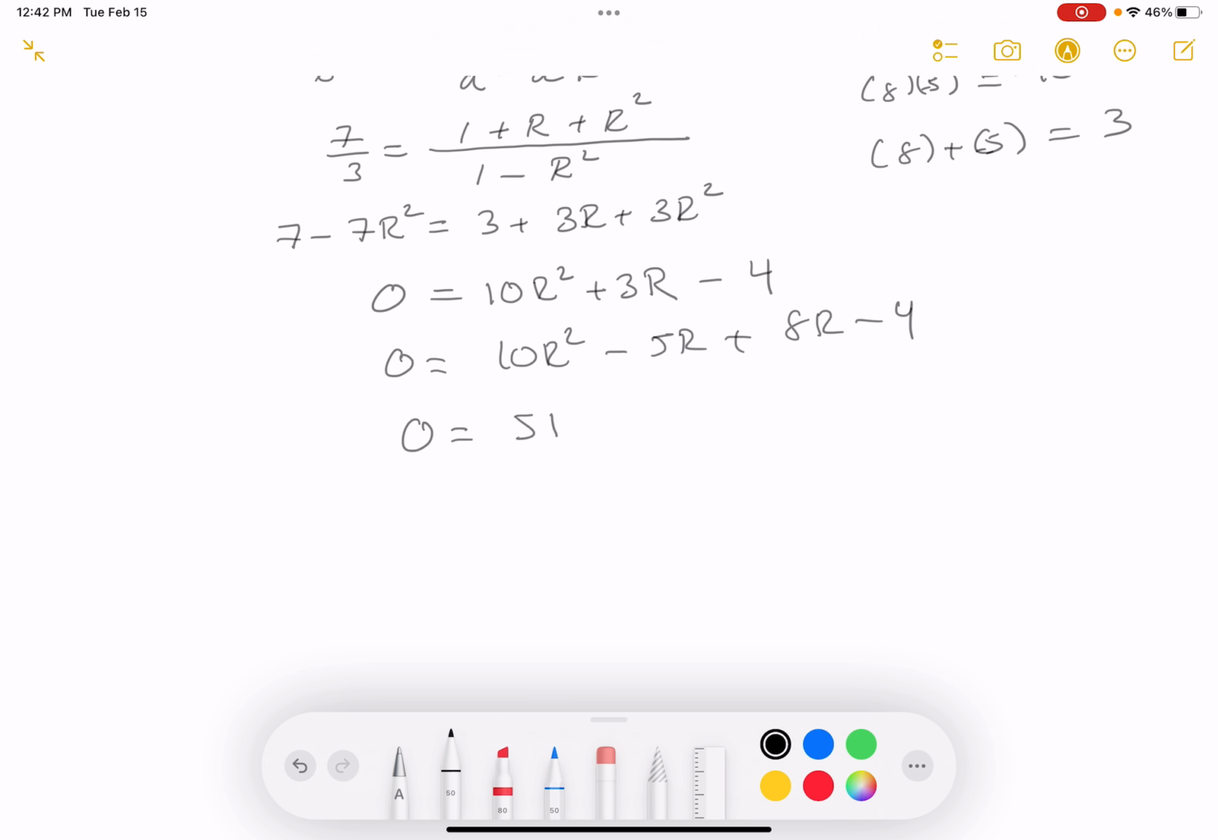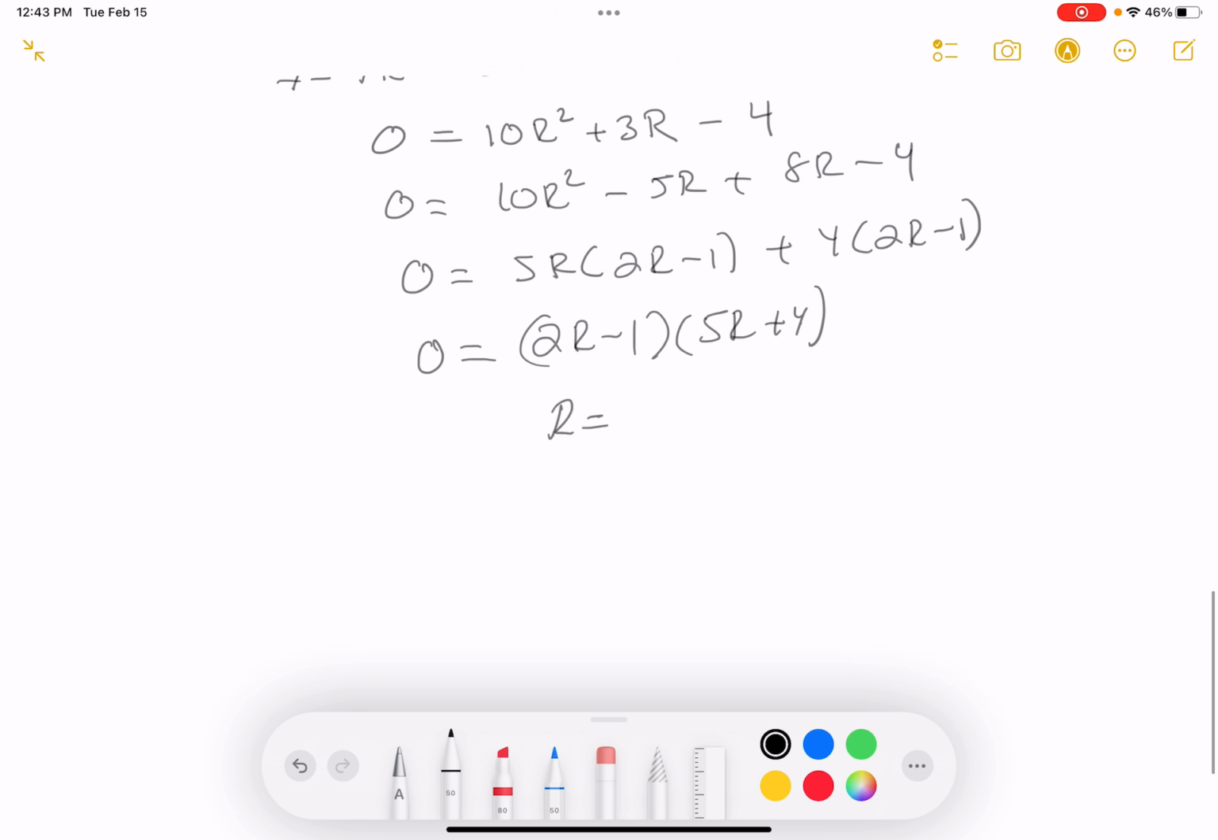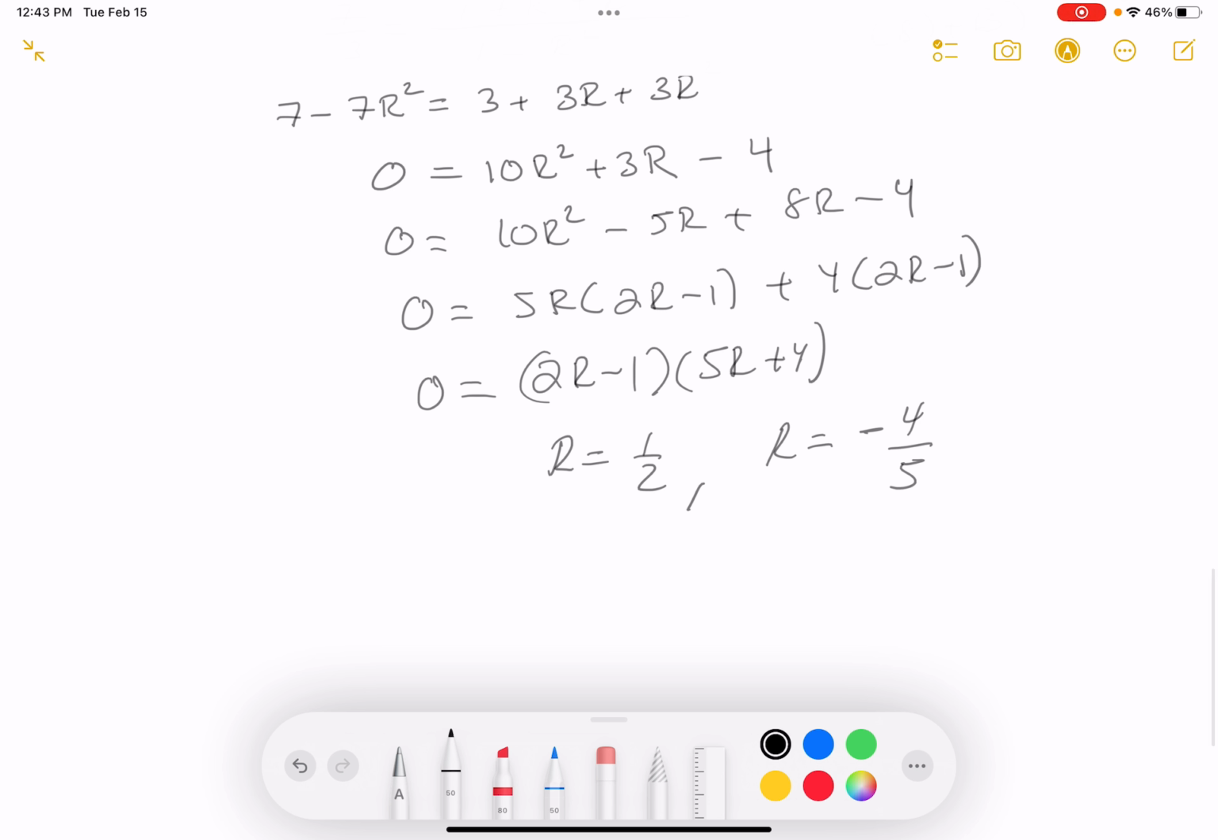We get 5R, and this would be 2R minus 1. Factor out a 4, and that would be 2R minus 1. Equals 0. Wow, this is going to get really crazy, isn't it? 2R minus 1, 5R plus 4. So I got R equals 1/2, and I got R equals minus, let's be careful about this, minus 4/5.